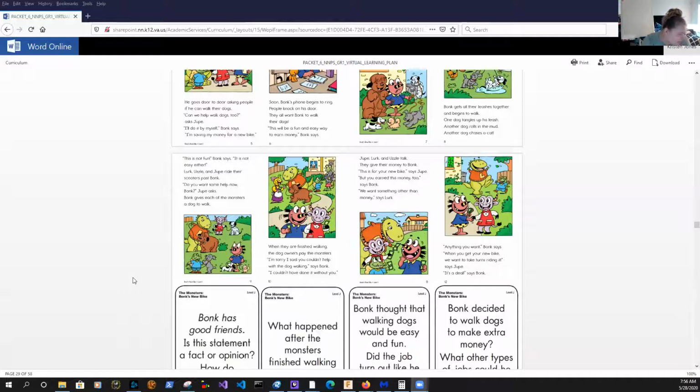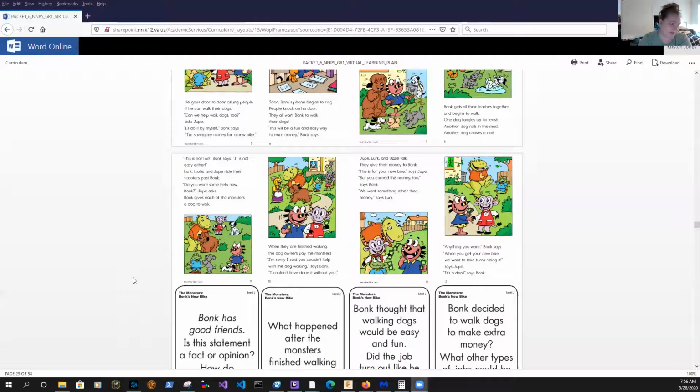"I'm sorry I said you couldn't help with the dog walking," says Bonk. "I couldn't have done it without you." Jupe, Lurk, and Oozle talk. They give their money to Bonk. "This is for your new bike," says Jupe. "But you earned this money too," says Bonk.